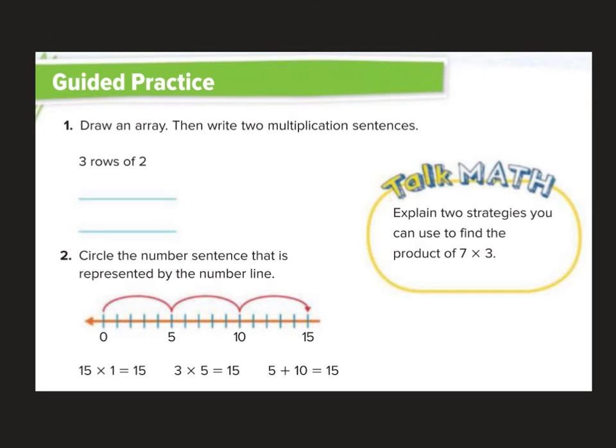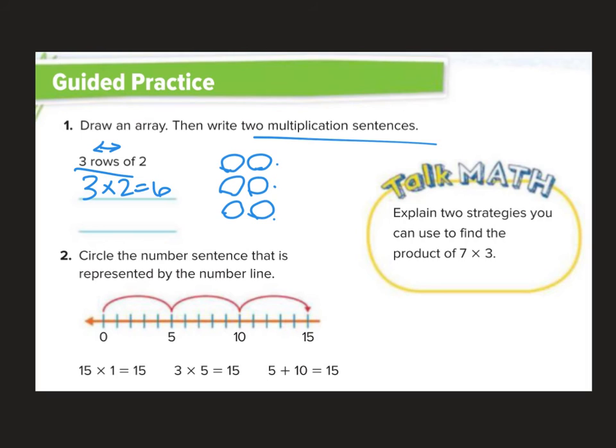So here's our guided practice. It tells us to draw an array, then write 2 multiplication sentences for our problem. So we have 3 rows of 2. Remember, rows go side to side. So I have 3 rows that are going side to side that each have 2. 1 row, 2 rows, 3 rows that each have 2. So my multiplication sentences I could write, I have 2, 4, 6, is 3 times 2 equals 6, or 2 times 3 equals 6. So there we have it.